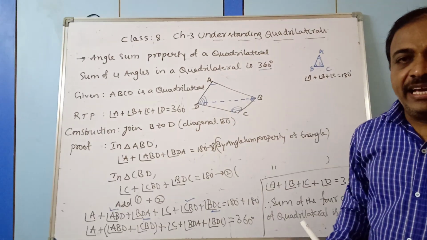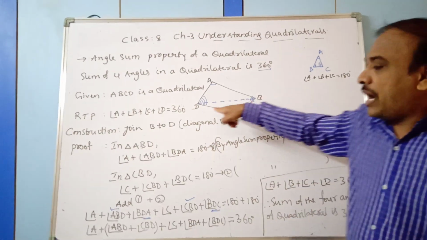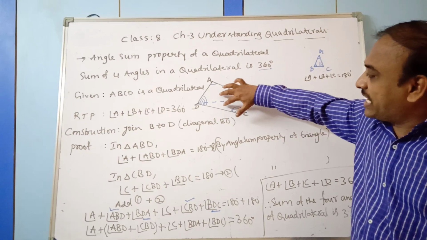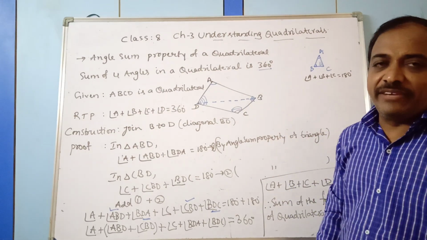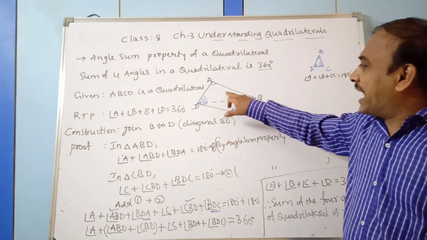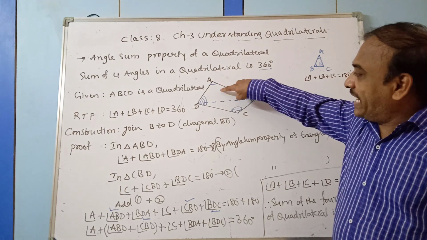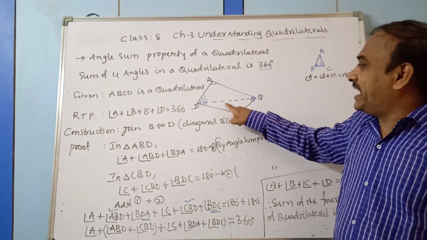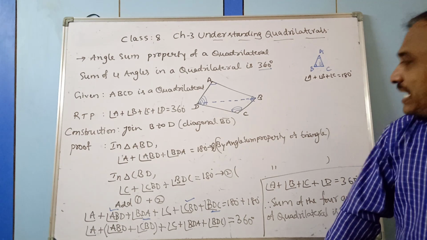360 degrees. The sum of the four angles in a quadrilateral is 360 degrees. How are we getting this? We are dividing the quadrilateral into triangles. How many triangles did we divide it into? 2 triangles. See here, the angle sum property of this triangle is 180 degrees, and of this triangle is 180 degrees. 180 plus 180 together will be 360 degrees.